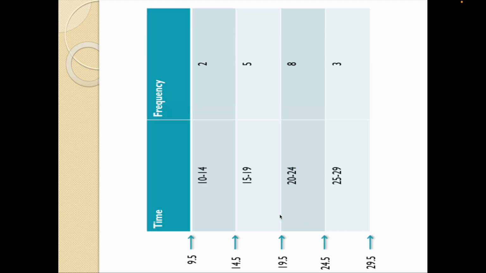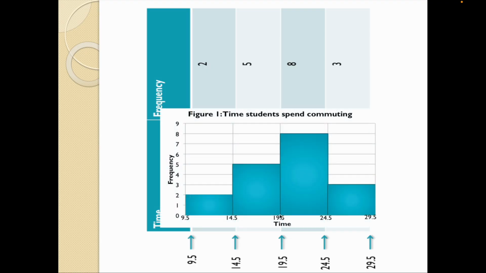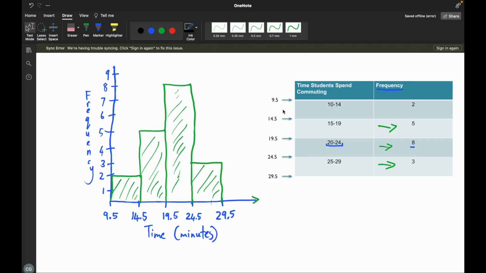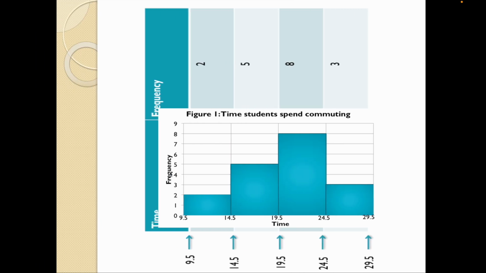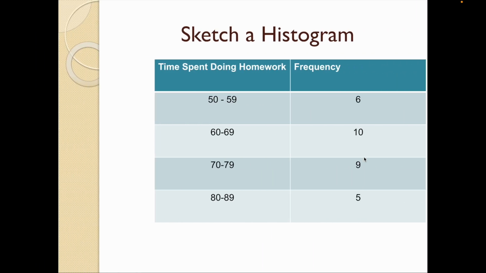It kind of gives you an idea of how it's to be drawn. That's why I like to put these here, like 9.5, 14.5, 19.5, and so forth. So when I come to match it here, I know that 9.5 to 14.5 is going to have this coverage for the frequency of 2. And then 14.5 to 19.5 is going to have the coverage for 5 and so forth. Does that make sense? That's just my little trick to remember it.